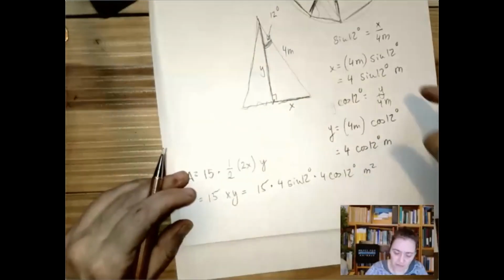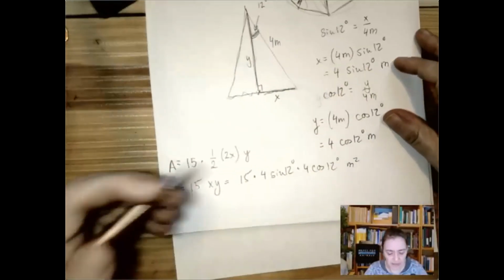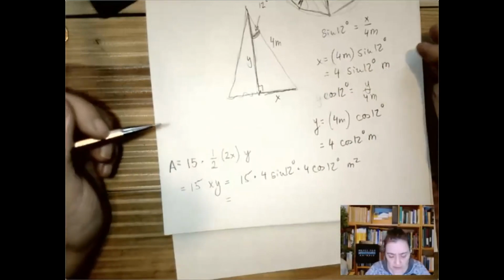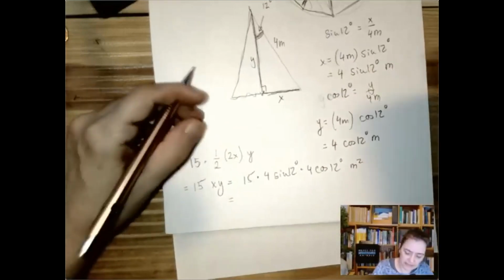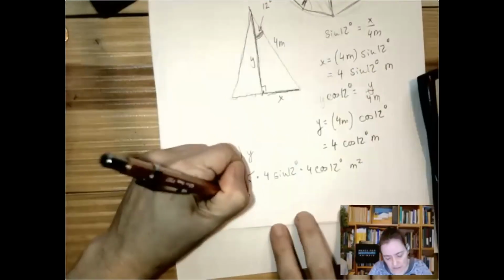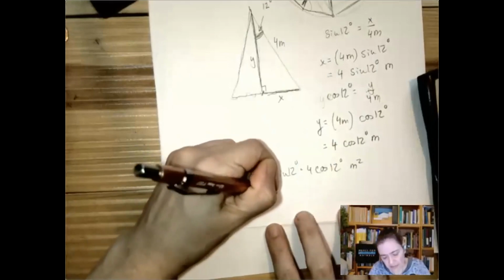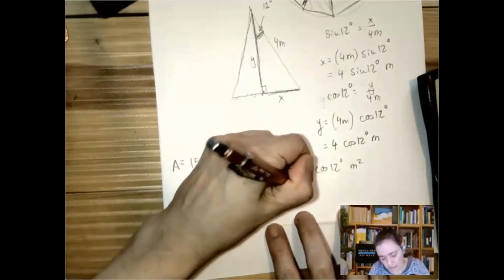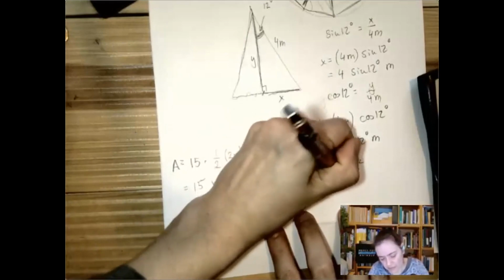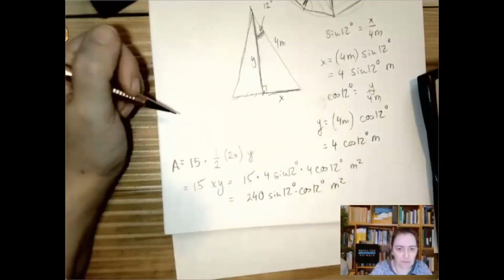We're going to have a meter from each. So it's going to be square meters, which is what it should be. And then 16 times 15 is 240 times sine 12 times cosine 12. That is the exact value.